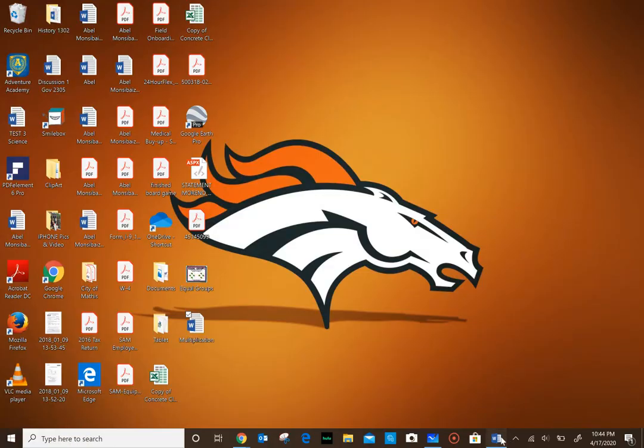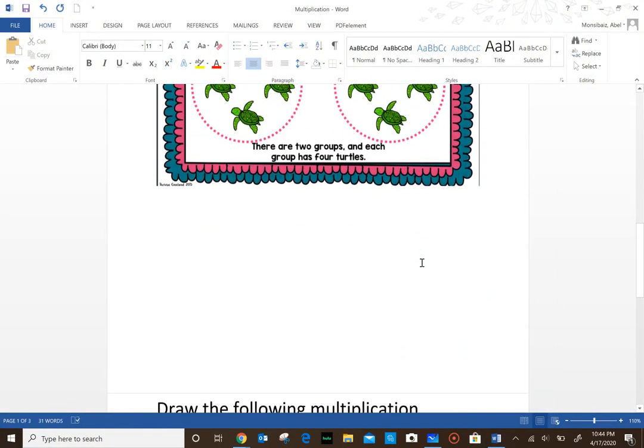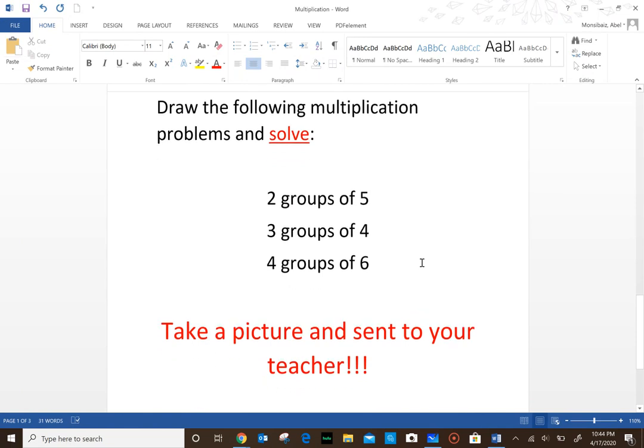And now, boys and girls, it's your turn to draw and practice drawing the following multiplication problems, and don't forget to solve. So on your choice board, you're going to have to draw 2 groups of 5, 3 groups of 4, and 4 groups of 6.